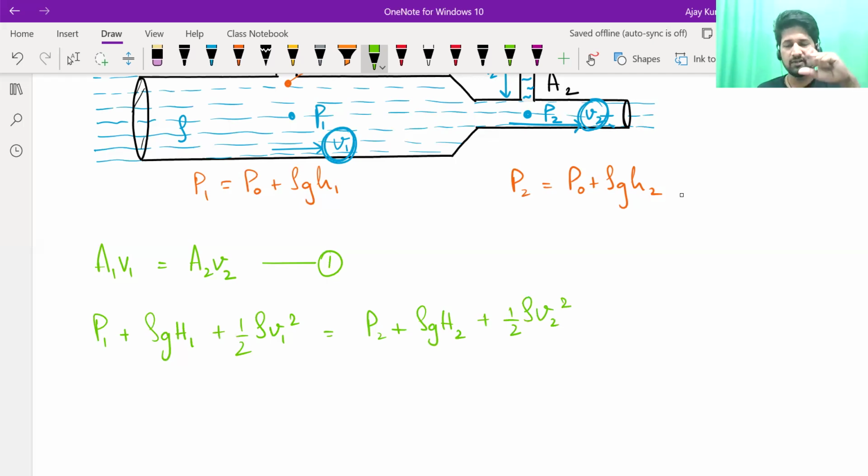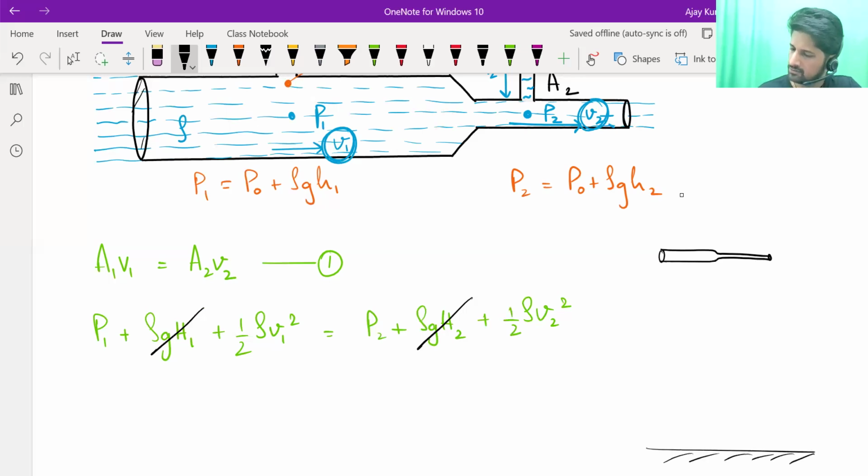Now the venturimeter, if it is kept horizontal, as you see in the diagram, H1 and H2 will be equal. Those two points will be at the same level from the ground. The actual situation will be like this. As I said, the tube would be quite narrow compared to heights and all. So first point, second point, they are at the same height from the ground. Fine. Then H1, H2 equal, they'll get cancelled.